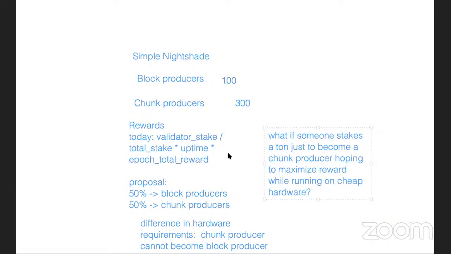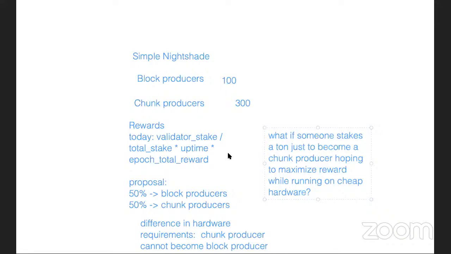Then we can have two kinds of staking. When someone stakes, they can specify either that they want to be a block producer or chunk producer, or that they only want to be a chunk producer. In the latter case, they will not be chosen as a block producer. In the former case, they can be chosen as a block producer, and they would probably prefer that because it would earn them more reward.